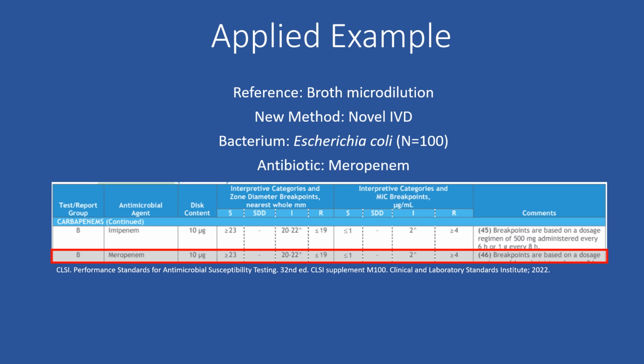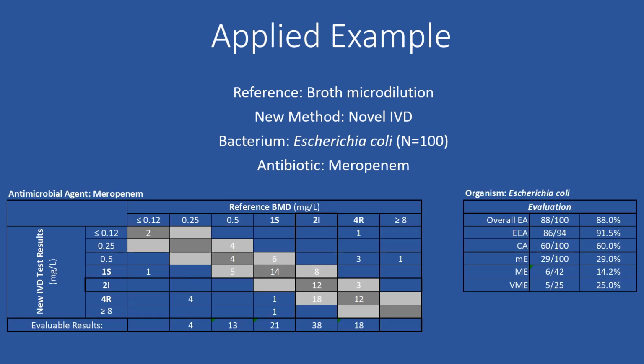MICs less than or equal to 1 mg per liter are considered susceptible, 2 mg per liter are intermediate, and greater than or equal to 4 mg per liter are resistant. There are a lot of ways you can go about presenting the results of the performance of an instrument. You could create a scattergram using computer languages such as Python or other statistical packages such as JMP. The example here just used Microsoft Excel.